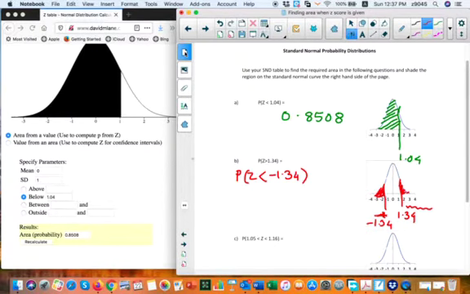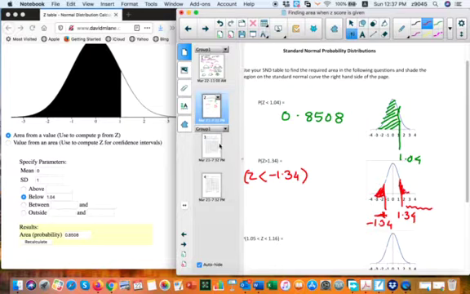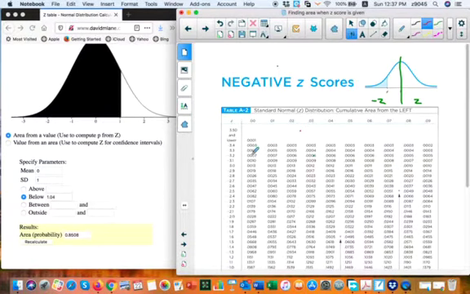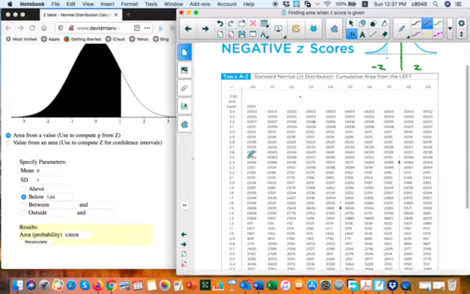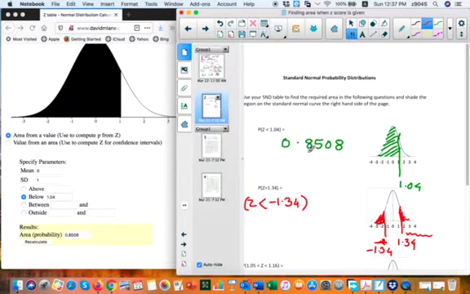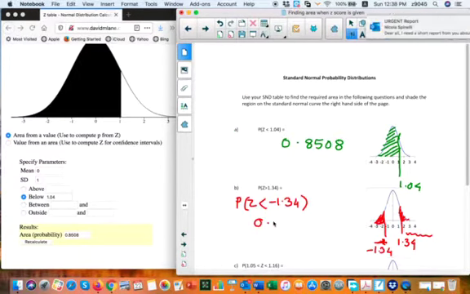and easily we can use the table to find the probability now. For minus 1.34, I'm going to go to negative page. On the negative page, minus 1.3 is this line, minus 1.3 and 4, 0.0901. This is the value for the probability. So the answer for this is equal to 0.0901.